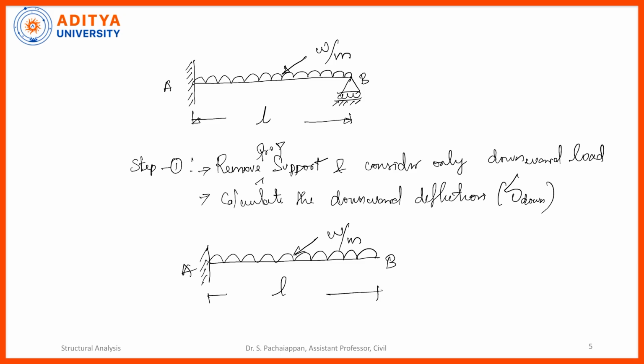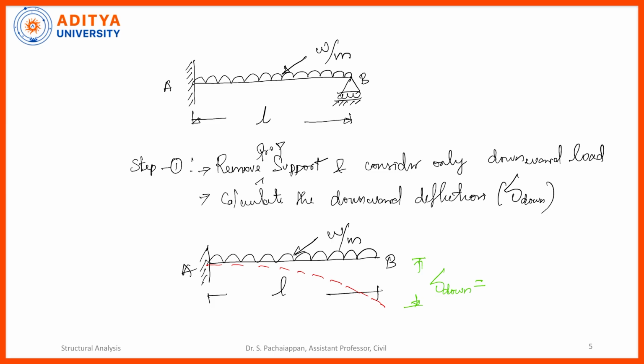Now I am going to calculate the downward deflection. Let's take a different color. Because of this load acting in a downward direction, because of gravity, this beam is going to deflect in a downward direction. Okay, so let's mark the deflection produced because of this UDL as delta downward.